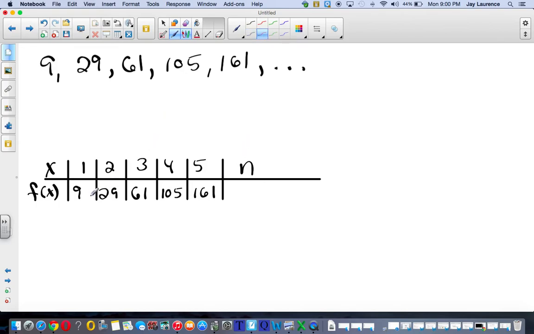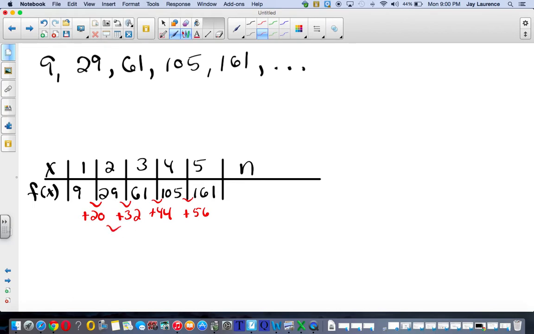All right, so go looking for the first differences. Plus 20, plus 32, plus 44, and then plus 56. Yeah, that makes more sense. All right, so the first differences don't match.